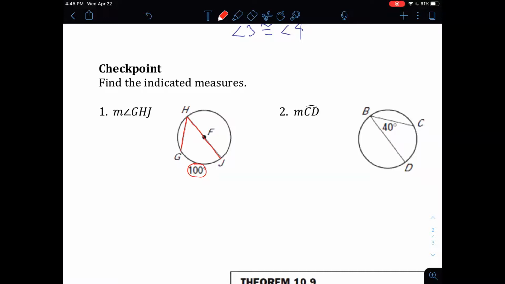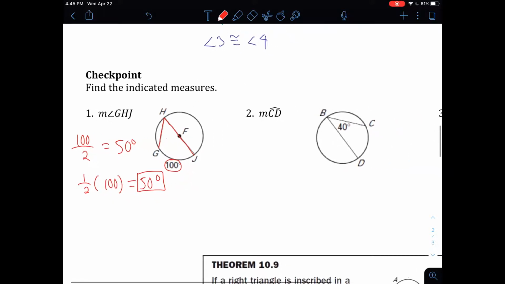So we can go like this. We can say that it's going to be 100 over 2, which equals 50. Or 1/2 of 100 like this. You could do that too. It's going to be 50 degrees. If this was 100 right here, then this would also be 200 if you were going to do it that way. Okay?